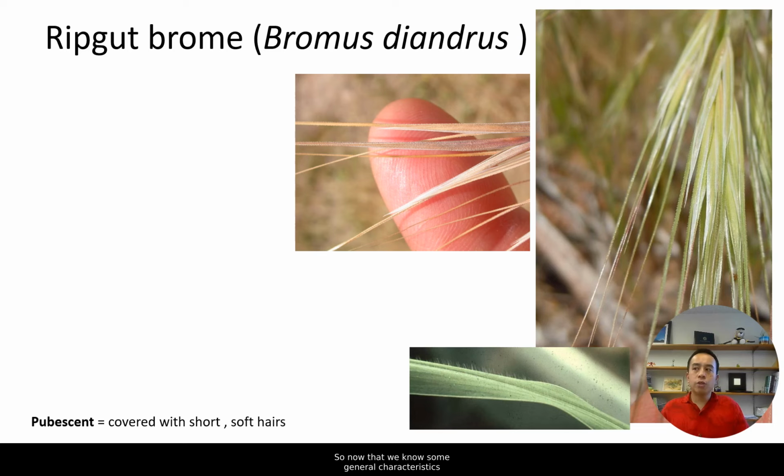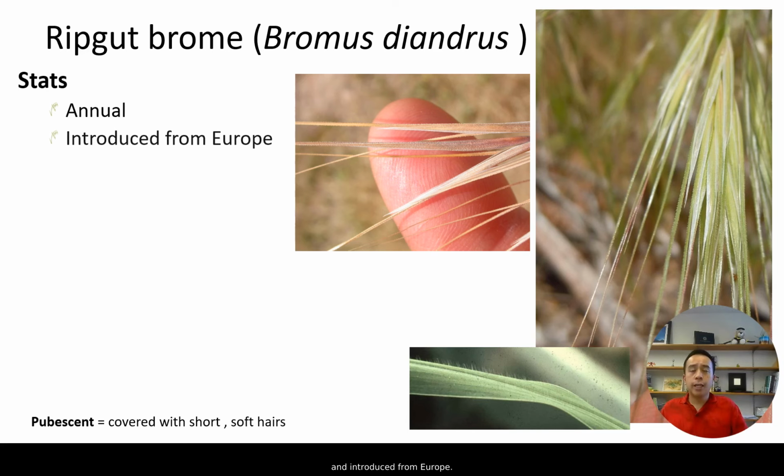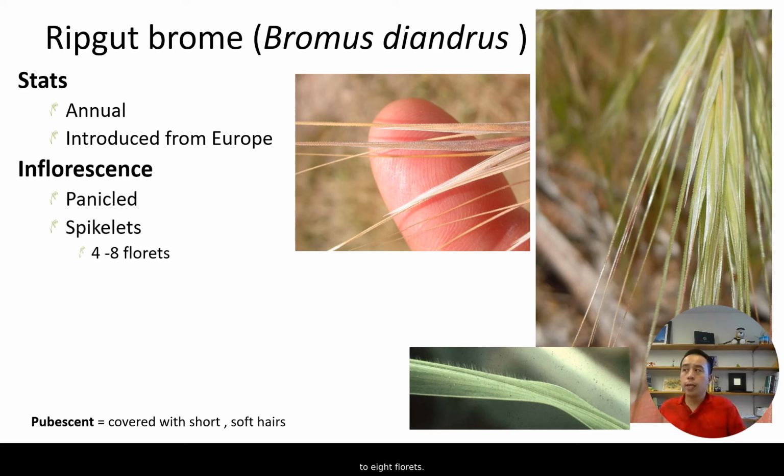So now that we know some general characteristics of the genus Bromus, we're going to focus specifically on the first grass, which is ripgut brome, also known as Bromus diandrus. Again, we're going to go over the important things you need to know potentially for an exam, a quiz, or a midterm. To start off, it's an annual plant that's non-native and introduced from Europe. The inflorescence type is a panicle, and the spikelets typically have 4 to 8 florets.